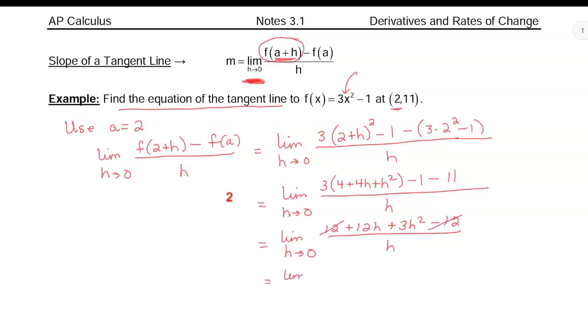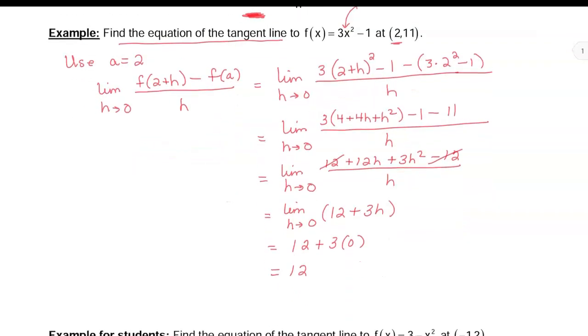And now all I have in the numerator are terms with an h in them. So I can cancel the h on the bottom with the h's on the top. So I'll be left with 12 plus 3h. And I can evaluate the limit now. What I'm going to do is substitute 0 in for h. So I get 12 plus 3 times 0, which is 12. So that means the slope of the tangent line is 12.